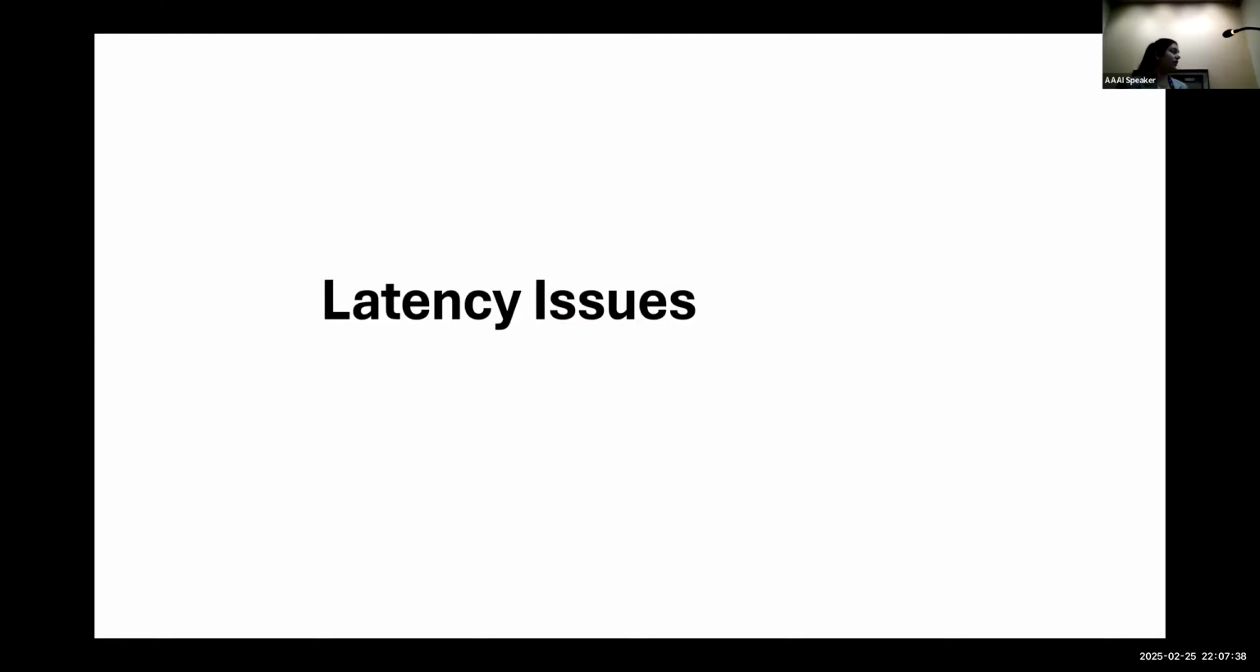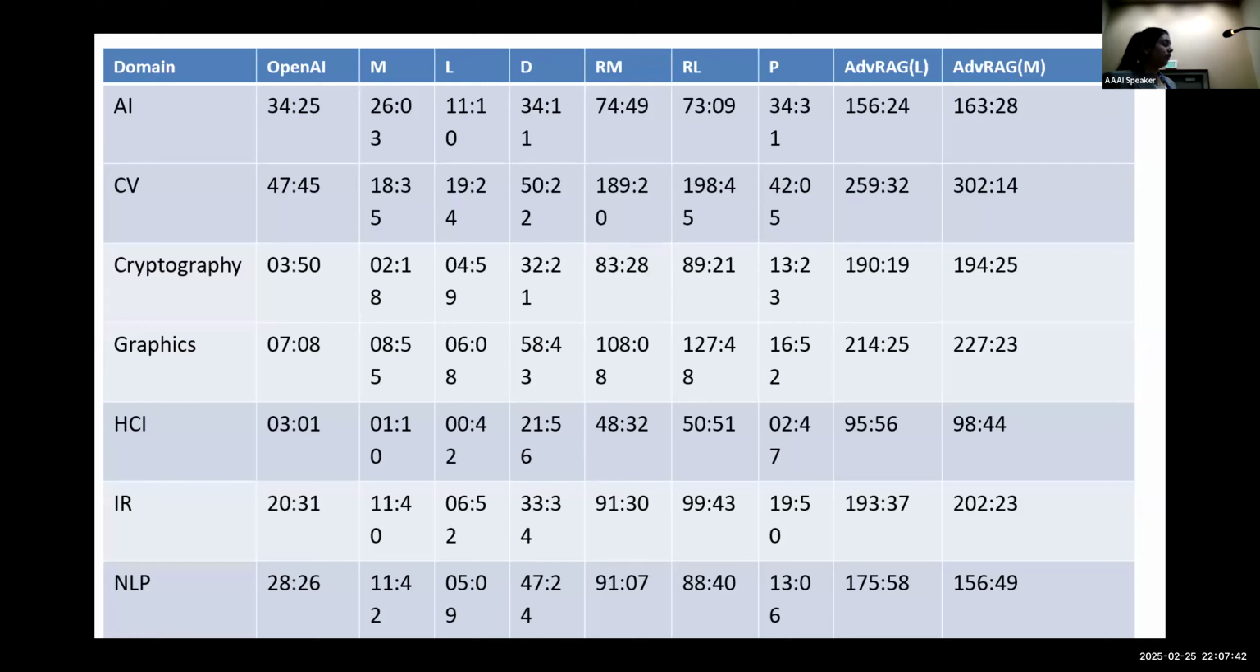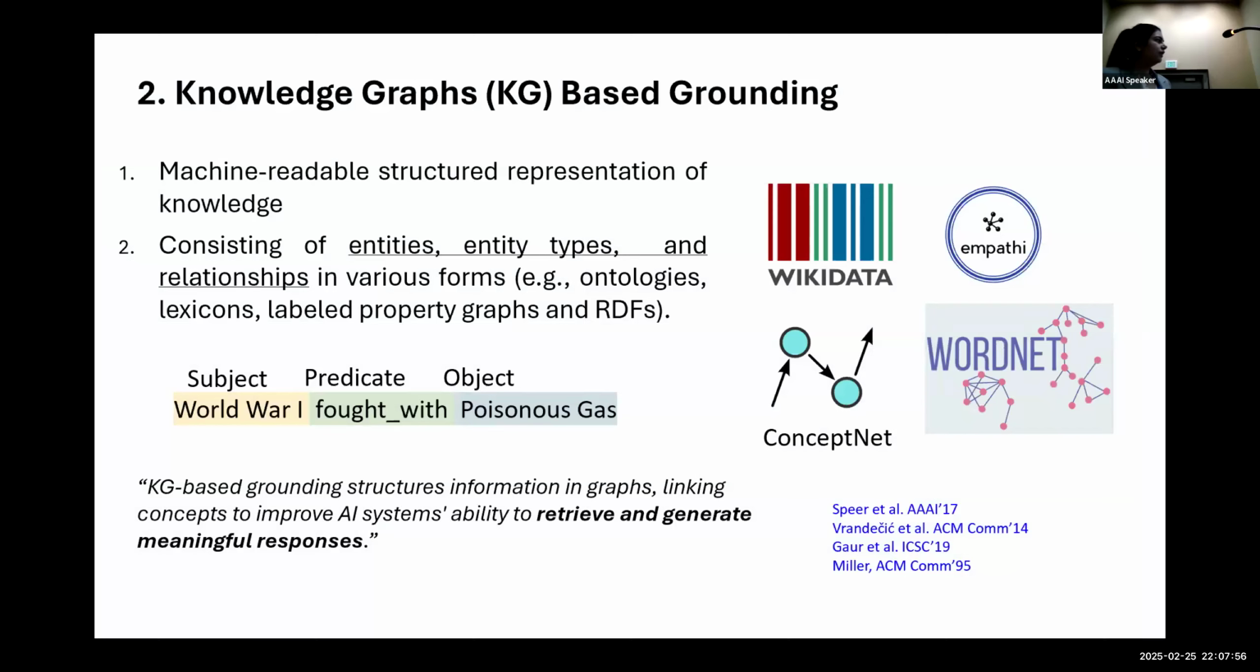But this still has latency issues. This was the time taken for all of the domains we covered. We covered 12 domains, and out of them, 7 took a lot of time in doing these kinds of experiments. That's why we need knowledge graph based grounding.